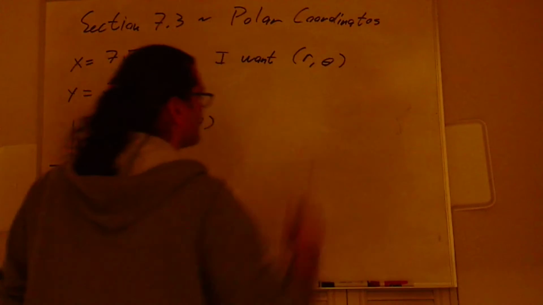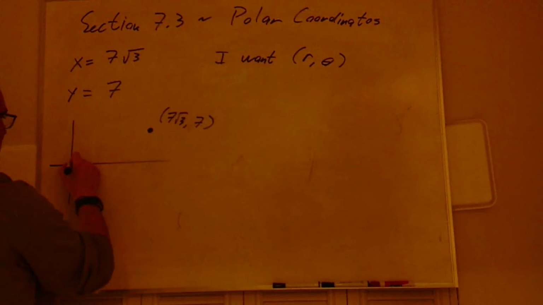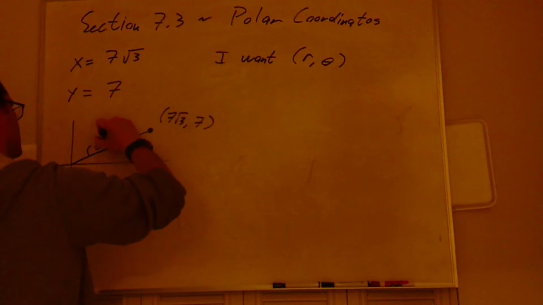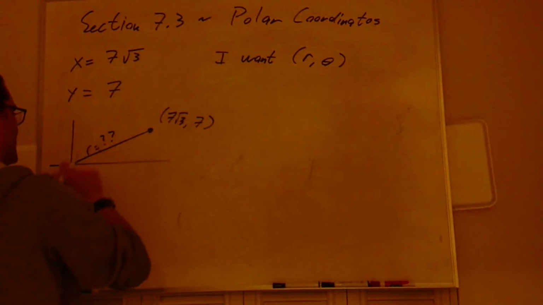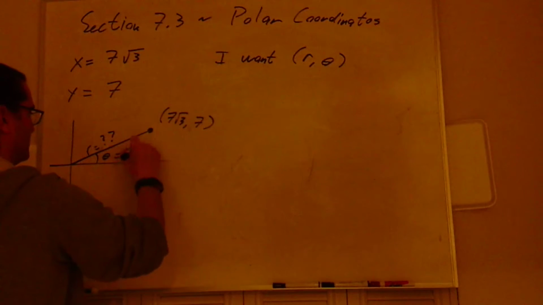I want r and theta for this point. To get them, I'm going to draw the diagonal. This distance needs to be r, and I need to find that. And I need to draw this angle, and I need to get this angle.